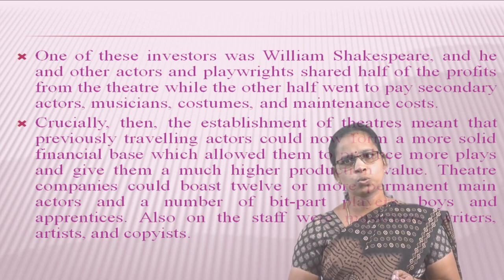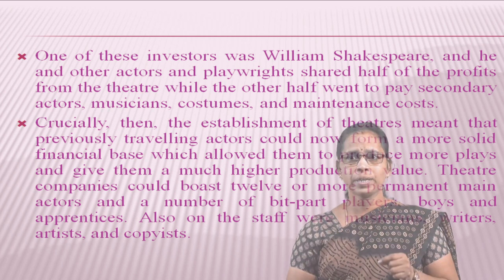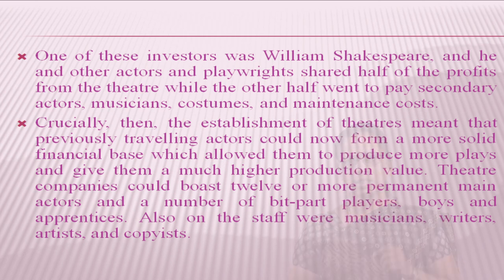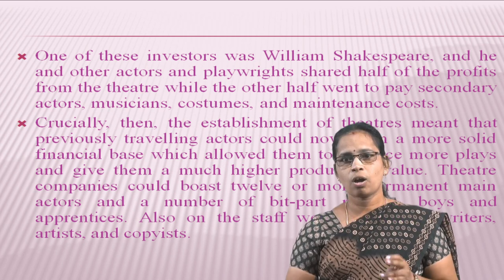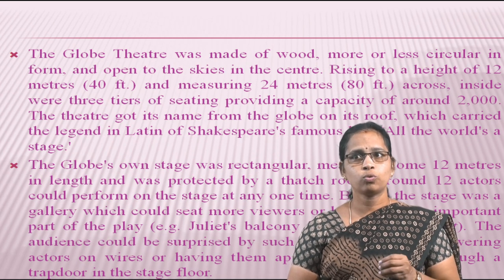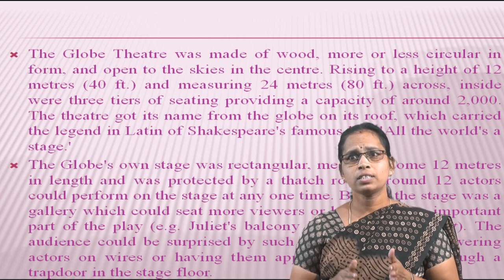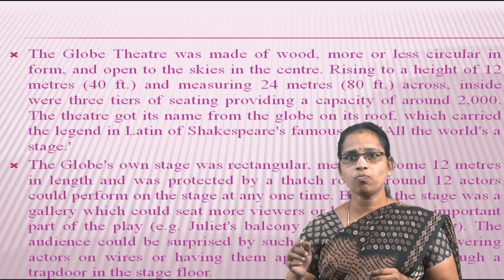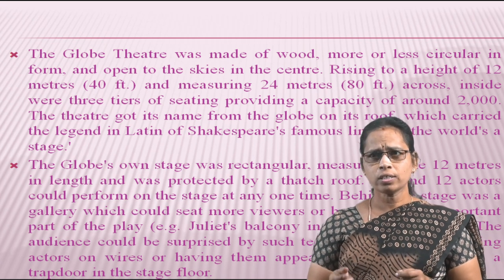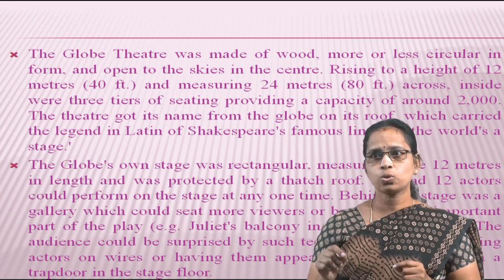The theatre companies would boast 12 or more permanent members, the main actors, and the numbers of parts in plays grew. Boys and apprentices were also on the stage, along with musicians, writers, artists and copyists. The Globe Theatre was made of wood, more or less circular in form and open to the skies in the center, rising to a height of 12 meters, or 40 feet, and measuring 24 meters, or 80 feet, across inside, with 3 tiers of seating providing a capacity of around 2000.